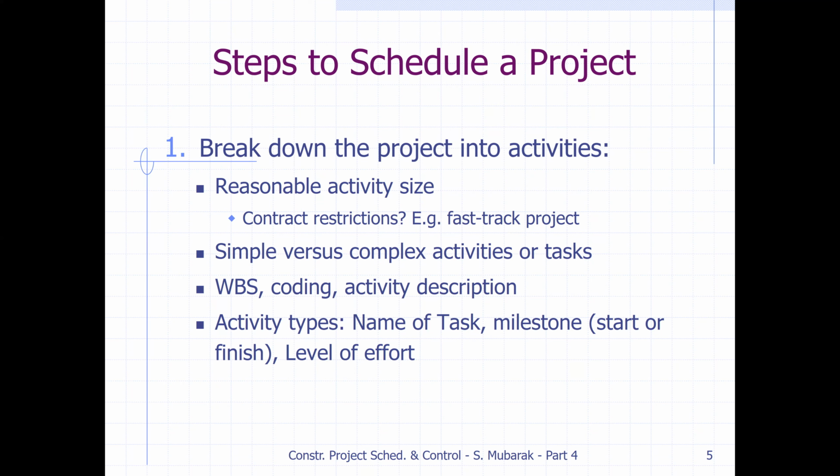Then activity types. Okay, so we should know what the activity types are, what the names of those tasks are, whether it's a milestone task, when it's going to start and when it's going to finish. Milestones are important points in the network schedule, that we want to achieve by a certain time. Okay, so how much level of effort is required to complete those activities. Activities could be like piling work as one activity, and foundation as another activity. Okay, construction of column, construction of beam.